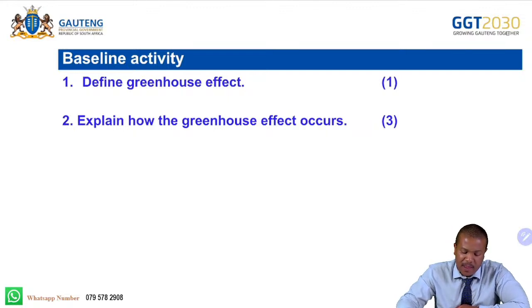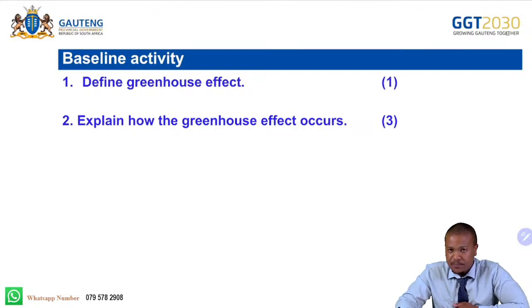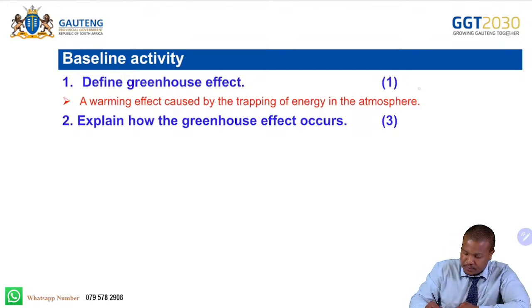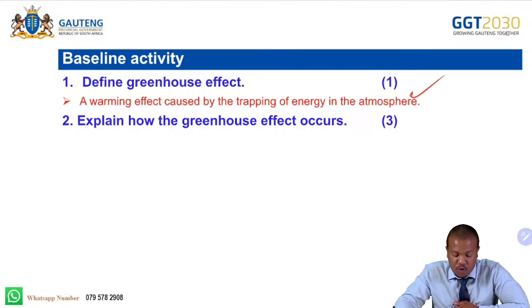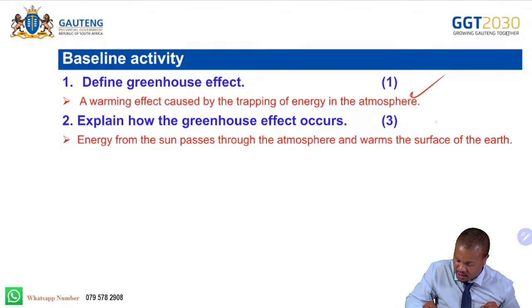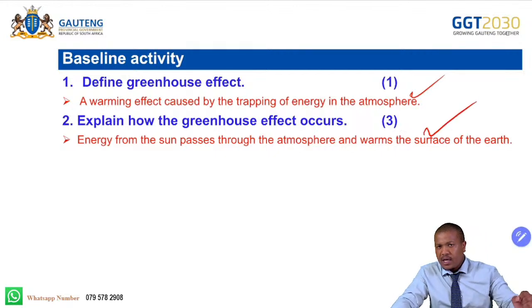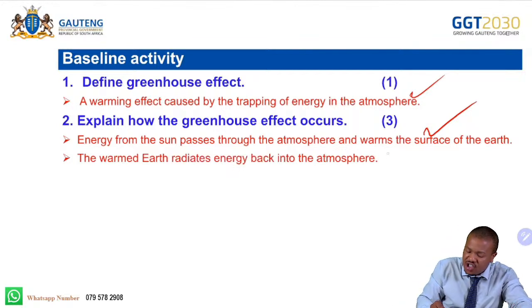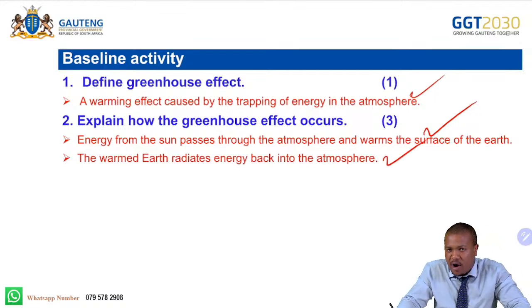Number 1 was saying define greenhouse effect. The greenhouse effect is simply a natural warming effect caused by the trapping of energy in the atmosphere. Then number 2, explain how the greenhouse effect occurs. This is how: the energy from the sun passes through the atmosphere and warms the surface of the earth. That is point number 1. After that has happened, the warmed earth now radiates the energy back into the atmosphere. That is point number 2.